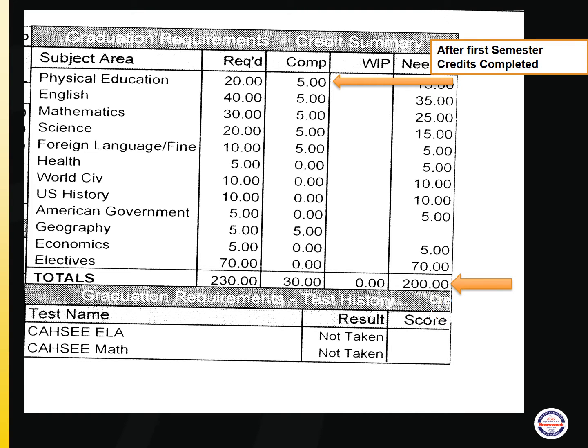This slide is your credit summary box in detail, which you will find on your transcript. There are 4 columns total. The first column is what is required for graduation. The second column lists the credits that you have already completed. The third column is the work in progress, and the fourth column is the credits that are still needed towards graduation. On this example, you will notice the KC test listed. At this time, the KC test is no longer a graduation requirement.